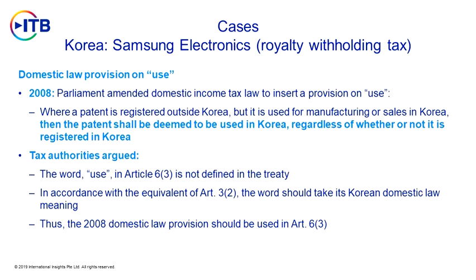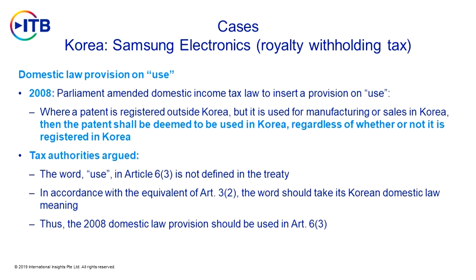But that wasn't the first time that this issue arose. In fact, in 2008, the Korean government tried to remedy this situation. Parliament amended the domestic income tax law to insert a provision which says that where a patent is registered outside Korea, but it is used for manufacturing or sales in Korea, then the patent shall be deemed to be used in Korea, regardless of whether or not it is registered in Korea.